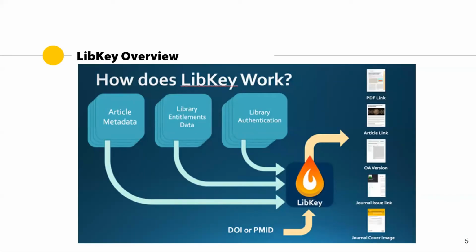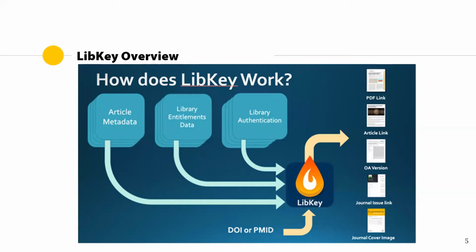How does it actually work? I guess the best way to describe it is that it ingests, or combines, article metadata, the library entitlements, even the library's authentication system, which I'll get more into. And then it combines all this with some kind of identifier, so the DOI, the PMID, something. So it combines all this into what LibKey produces as a waterfall of links.